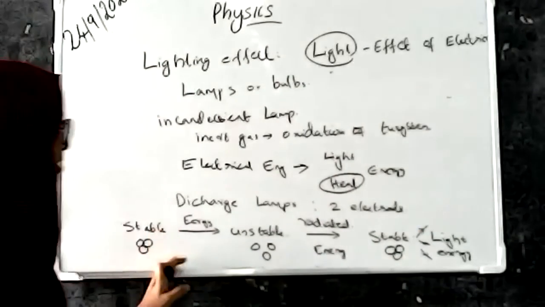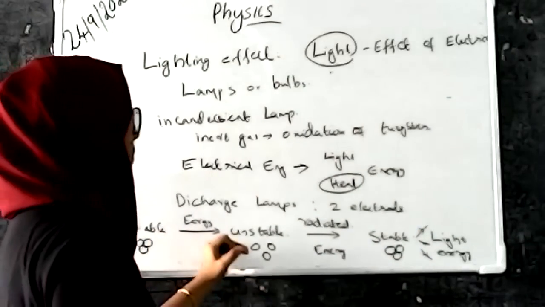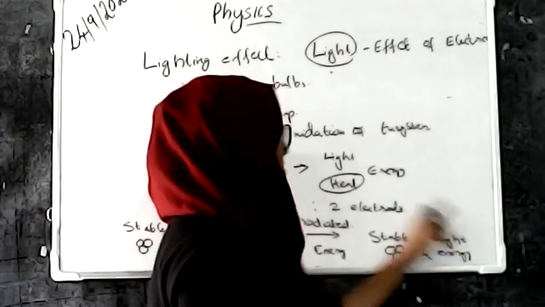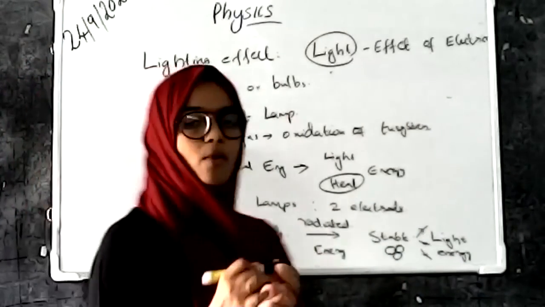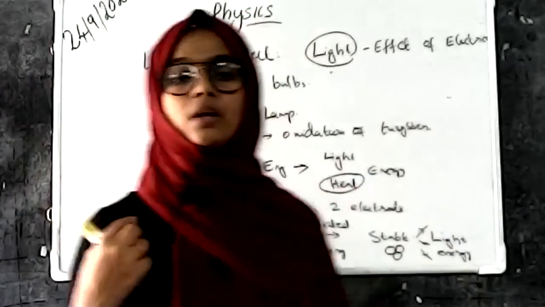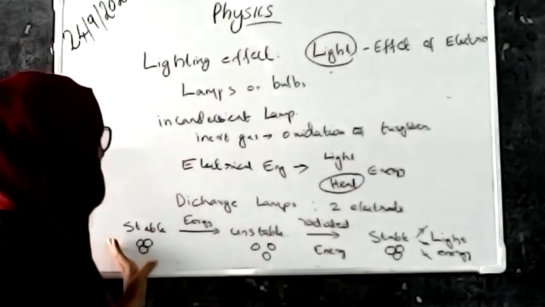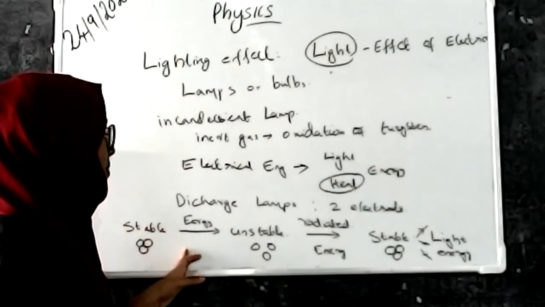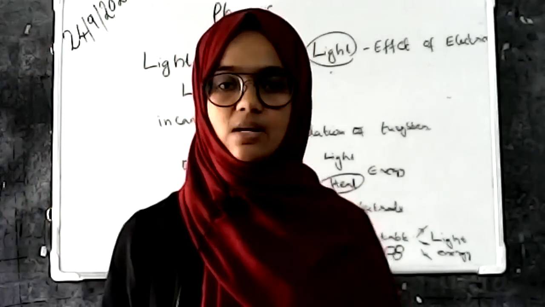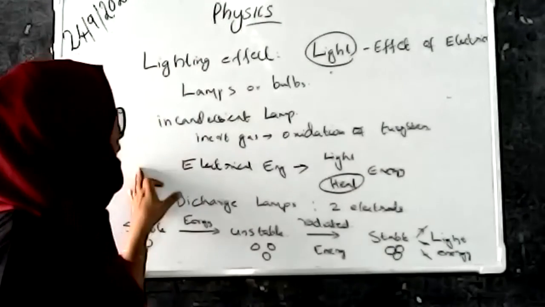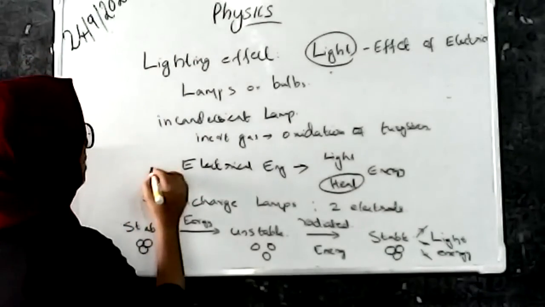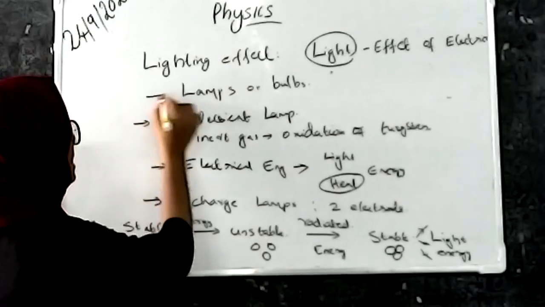When the unstable molecules come to a stable position, energy is radiated in the form of light, and the electricity is not wasted here; it is transformed into light energy, or radiated energy. So discharge lamps are very useful lamps. And after this we are discussing the LED bulb.